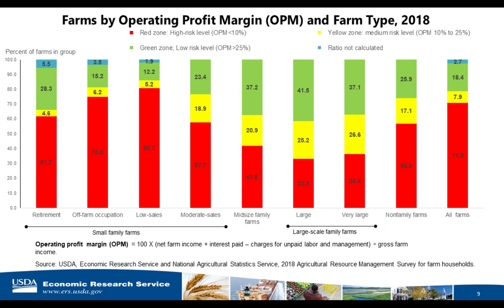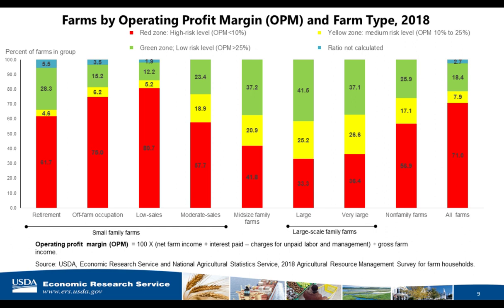First, we have the red zone, which is high risk, and these are farms with OPM less than 10%. And then we have the yellow zone, or medium risk, with OPM between 10 and 25%. And then the green zone, or low risk, and these farms have OPM greater than 25%. What's noticeable about small farms is that they have a greater share of farms in the OPM red zone.